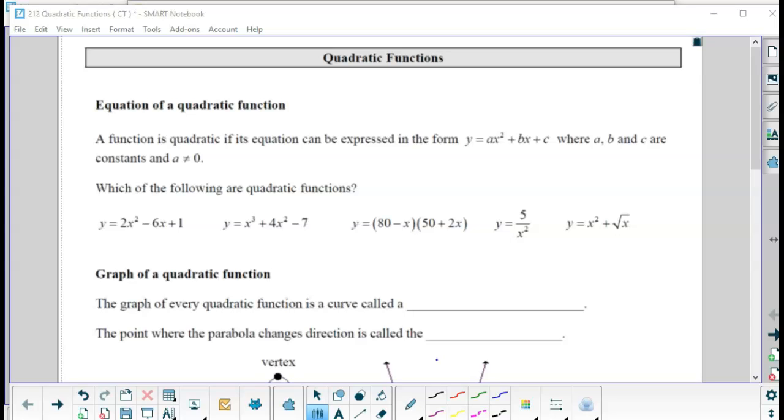Okay, so they're integers, rationals, irrationals, whatever. But the degree of that polynomial function is degree 2. So there can't be a cubed, or there can't be just an x term. Okay, so quadratic means degree 2.